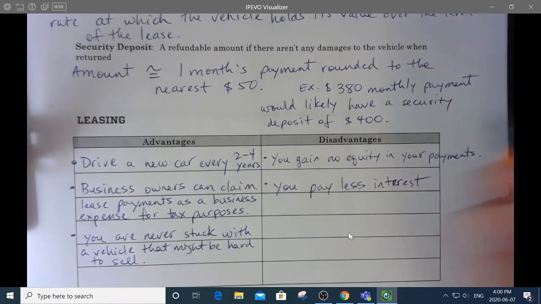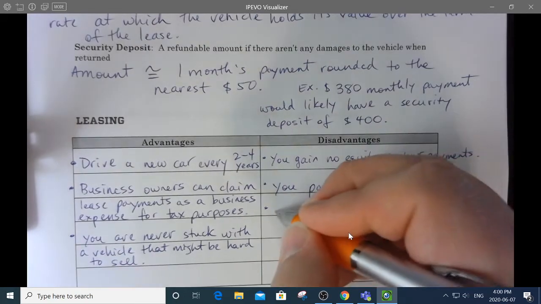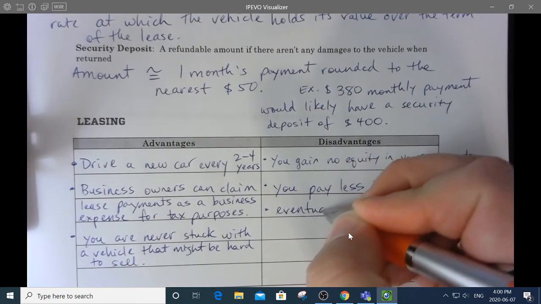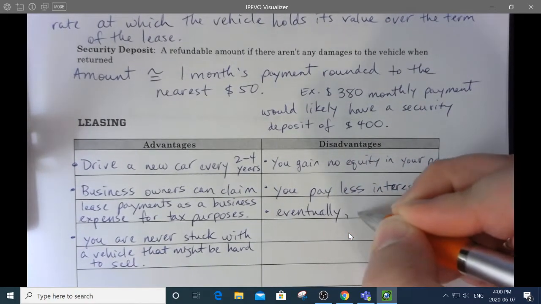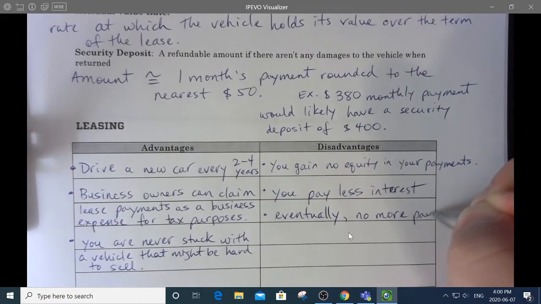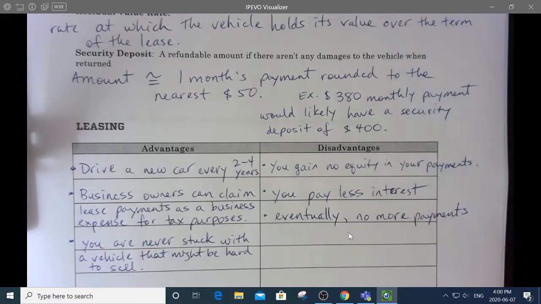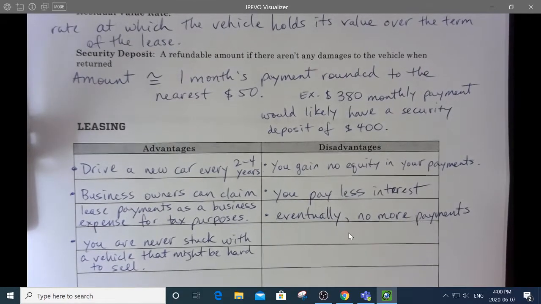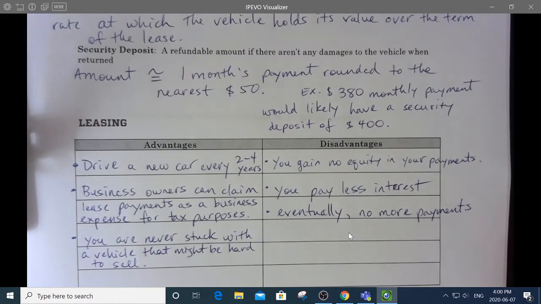Of course, eventually you'll have no more payments, right? Eventually, you will own it. If you make enough payments on a vehicle, eventually you won't have payments anymore, whether it's a 3-year loan or a 5-year loan. Eventually, you'll pay the vehicle off and own it.